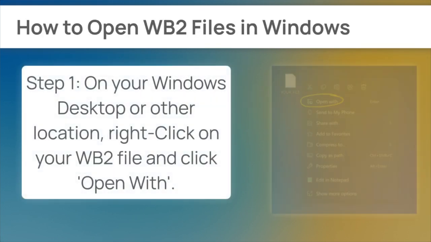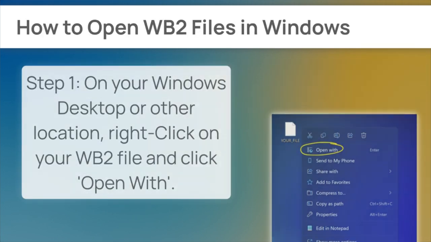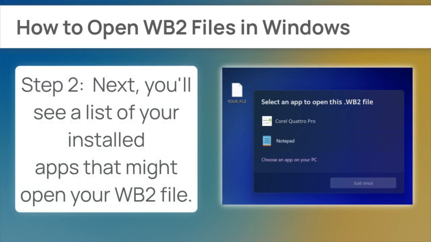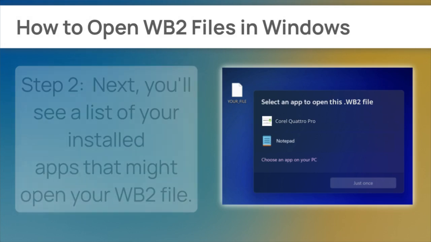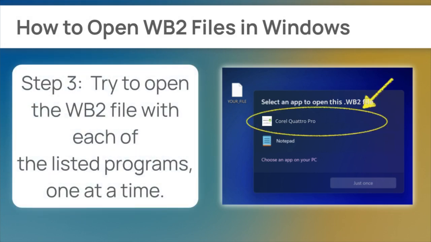Let's use the list of installed programs to identify the best match. Right-click your WB2 file, then click Open With. Test Corel Quattro Pro if you see it. If it fails, select the next program in sequence.